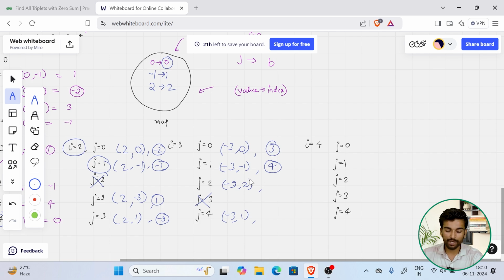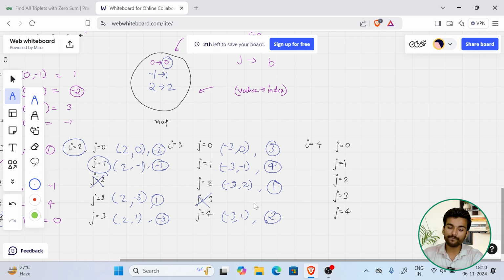Move to the next value, that is minus 3, 2. Minus 3 plus 2 will become minus 1, so it will become 1. Is 1 present? It's not present. Then minus 3 plus 1 will become minus 2, and minus 2 will become 2. So is 2 present? Yes, 2 is present.